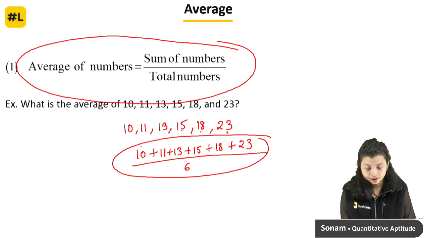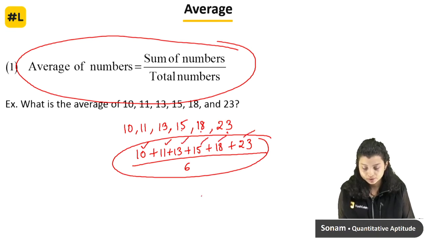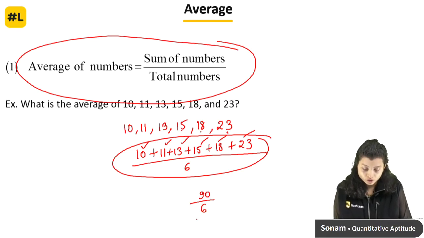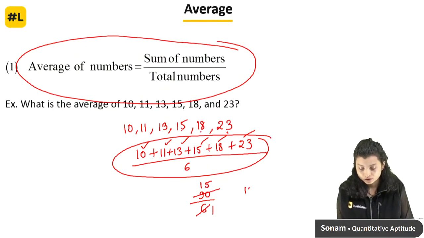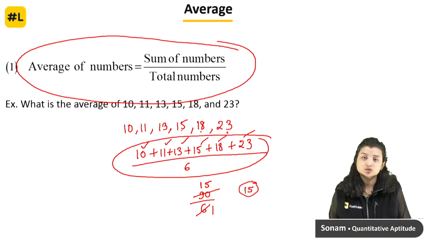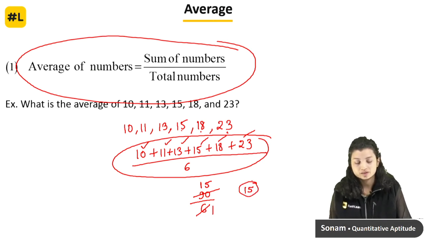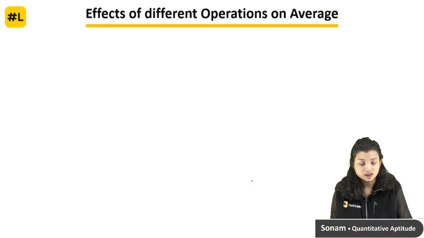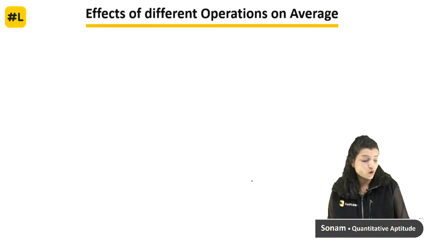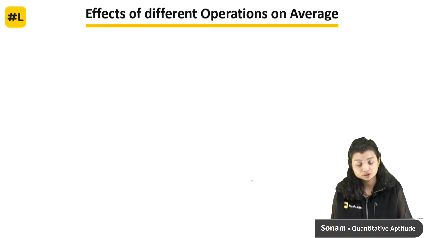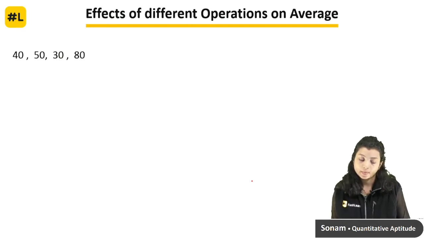So the sum will be 10 plus 11 plus 13 plus 15 plus 18 plus 23 will be 90, and I have to divide it by 6. Okay, let's solve it. So how much I will get? 6 one time and 6 5 times. So the answer is 15. So it's pretty much easy, you know how to calculate the average. Okay, let's start getting into the different kind of operations on average. Okay, effects of different operations on average.